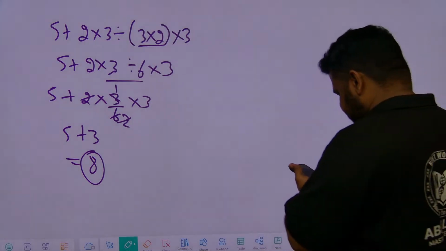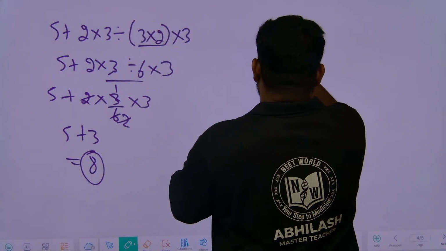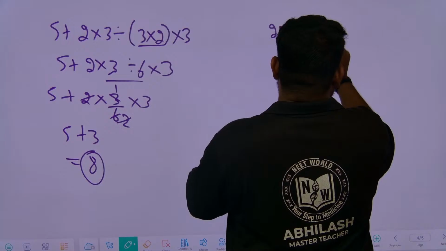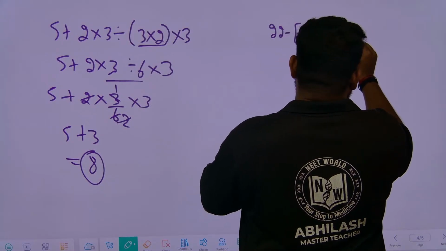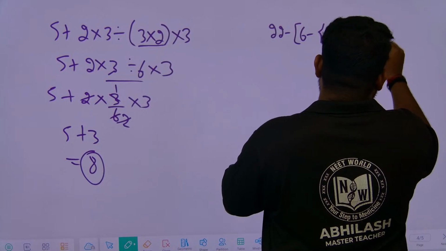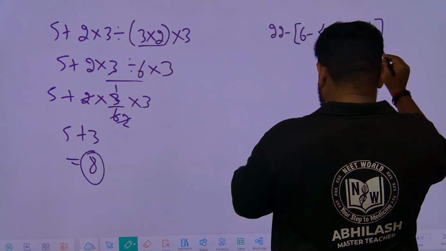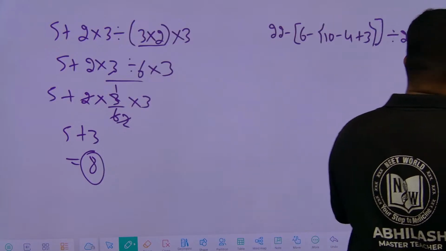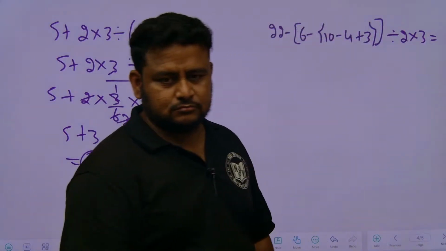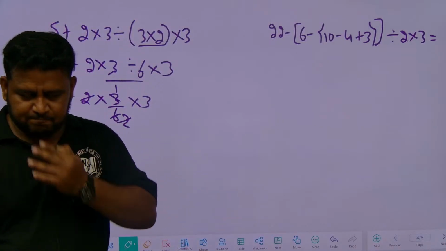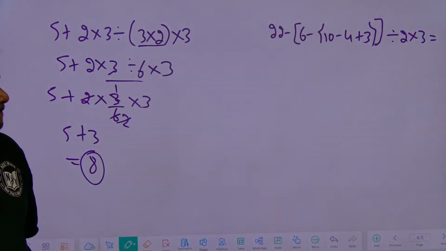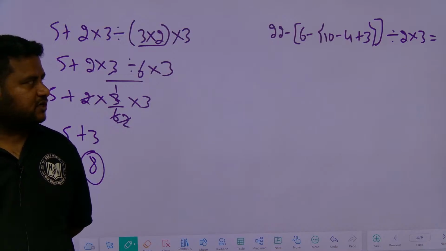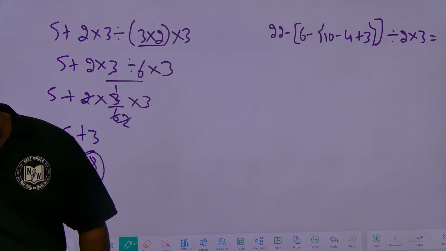Let's take up the next question here itself. It is given: 22 minus, 6 minus flower bracket 10 minus 4 plus 3 flower bracket, and then square bracket, divided by 2 into 3, is equal to what? Okay, try this question.